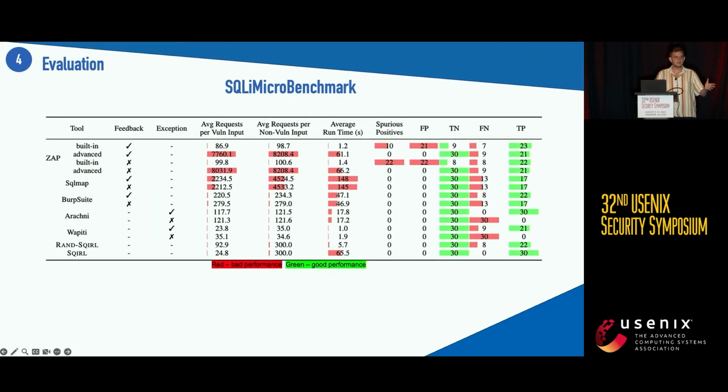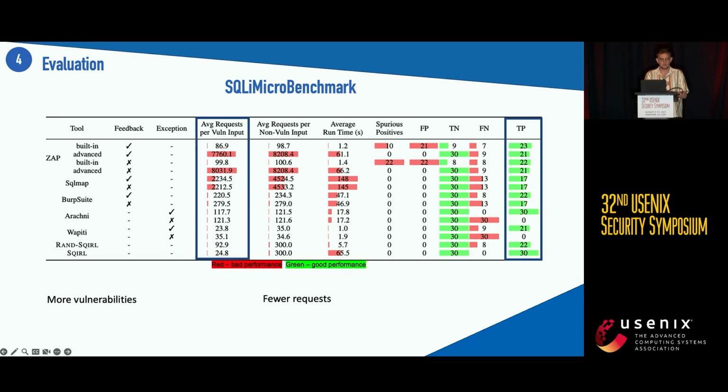So how does it do in evaluation? We compare on our microbenchmark against a number of scanners. For certain tools, we provide them with feedback on the query or feedback on the exception if one is caused in the web page. Green is good, red is bad. SQIRL, the reinforcement learning agent, is able to find more vulnerabilities than most other scanners, except for one of them when it has exception feedback in the page, which generally speaking you don't want in production.